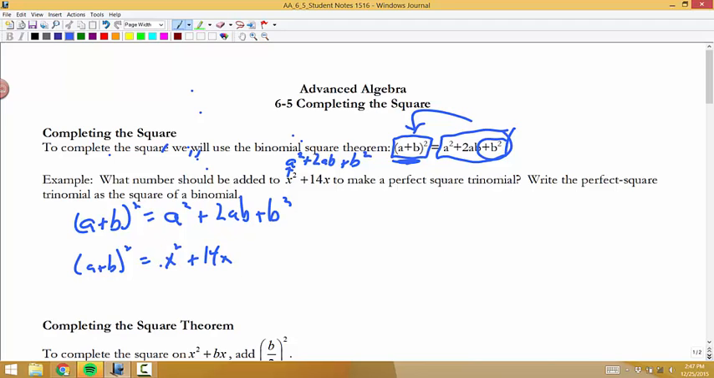Well, if a squared is equal to x squared, that's like saying that x and a are equal to each other. So that means in 2ab, a is x, so 2b would have to be 14. That means b would have to be half of 14, or 7. If I square 7, that makes this 49. So what would a and b have to be? a would have to be x, and b would have to be 7. So we can write that as (x plus 7) squared.